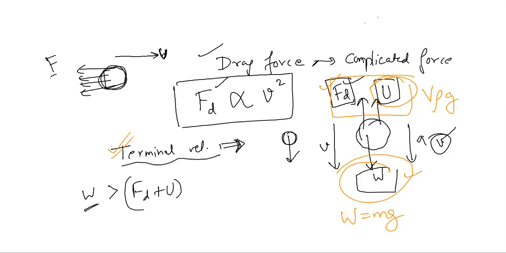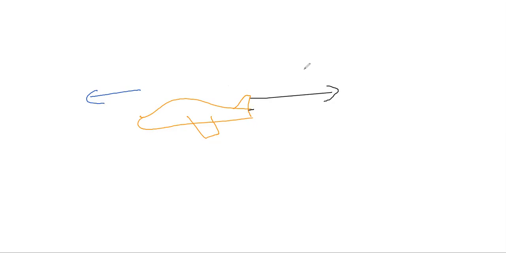But what will happen if the object is moving in a horizontal direction? For example, let's say there is a plane. Can you tell me what are the forces acting on it? The drag force. Just tell me, is the drag force upward or downward or left or right? Which direction? Right. This is the drag force.